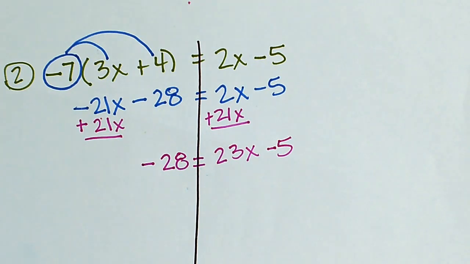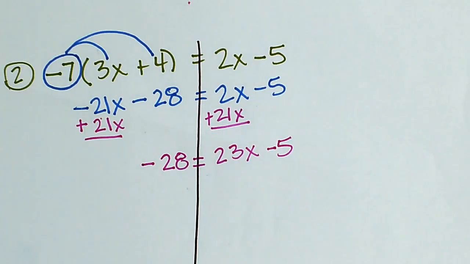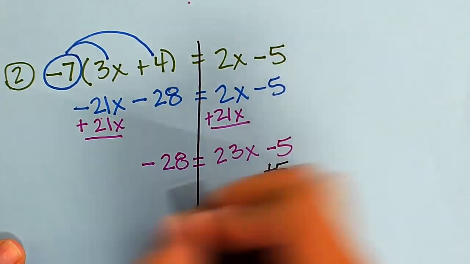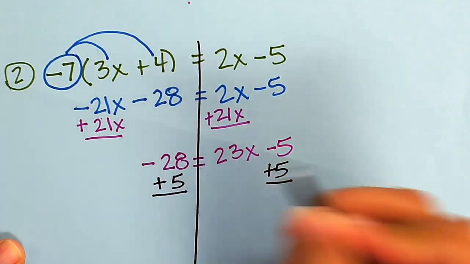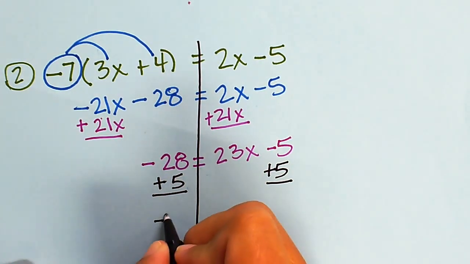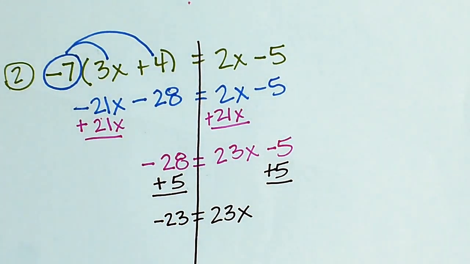So what is my goal when I solve an equation? My goal is to get x by itself. What numbers are on the same side of the equal sign as x? I got the 23 and I got the negative 5. Which one is not touching x or further away? That would be the negative 5. What's it doing? It's subtracting. Therefore, I am going to use the inverse operation, and I'm going to add 5 to both sides of the equal sign, leaving me with negative 23 equals 23x.